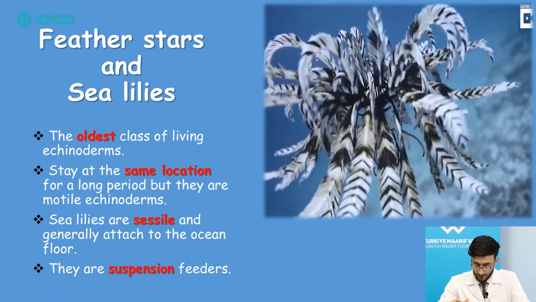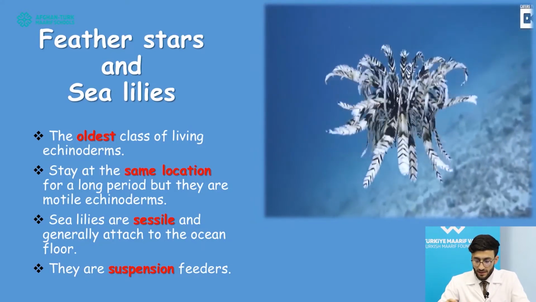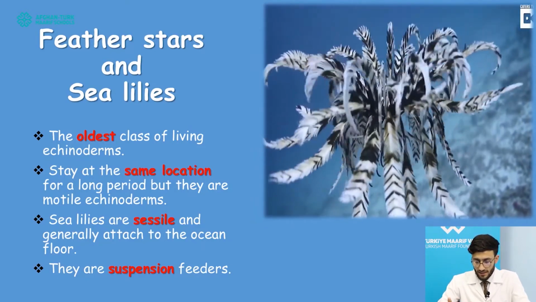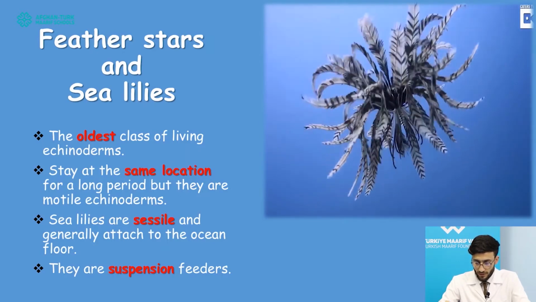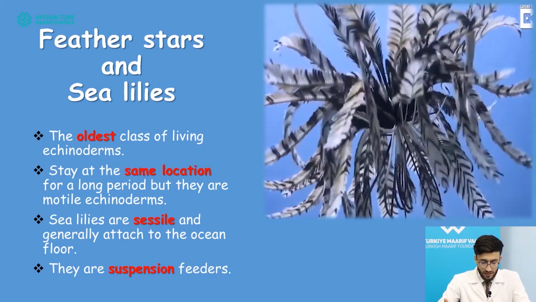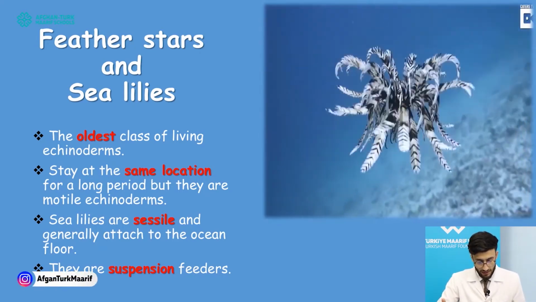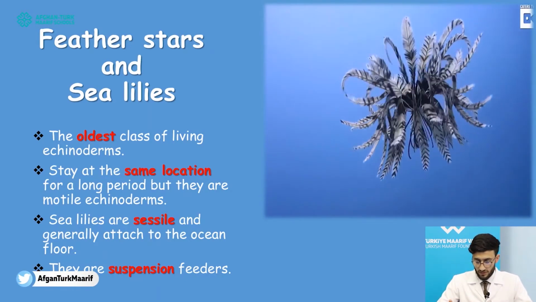As you are seeing in this video, this animal is surrounded with feathers. They can fly, not in the sky, but in the ocean. They use their feathers in order to swim in the water. So sea lilies are sessile and generally attached to the ocean floor. They are suspension feeders.